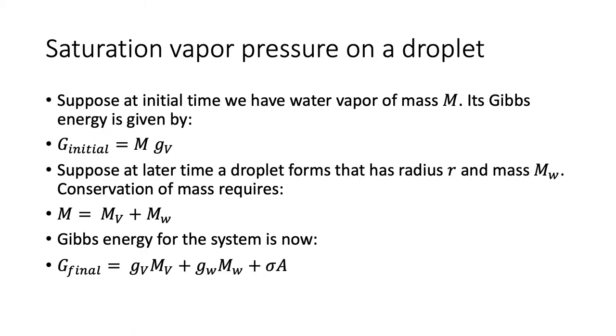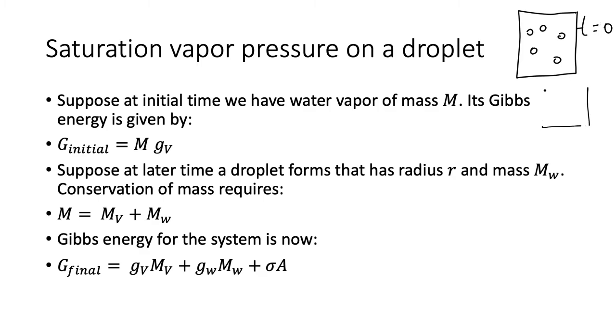Okay. How do we compute the critical radius? Well, we'll have to go back to our good friend, the Gibbs energy. Let's suppose that we have a box with water vapor molecules inside. At time equals 0, it's all water vapor. So we can define Gibbs energy at initial time. This would be the product of the mass of the gas times the specific Gibbs energy.